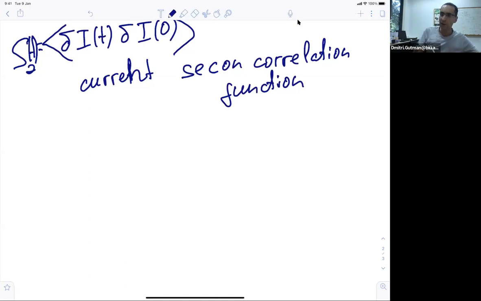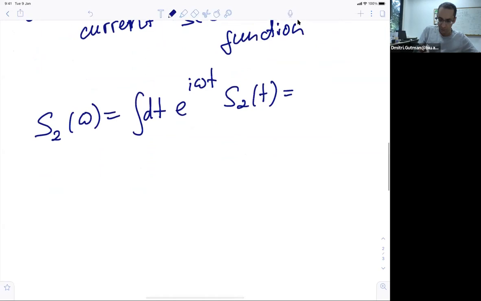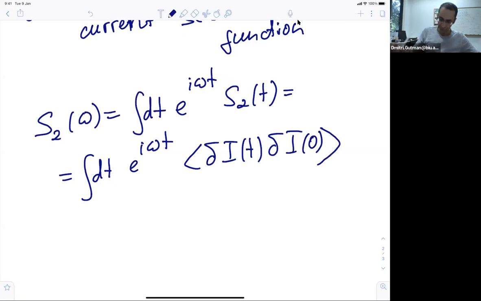Then what people would typically like to do is to consider this correlation function in the frequency space rather than in the time domain. So we define S2 of omega, which is just an integral with respect to t, e^(i omega t) S2 of t, which from what I said above is an integral dt e^(i omega t) average of delta I as a function of t, delta I as a function of zero. This is the current correlation function.